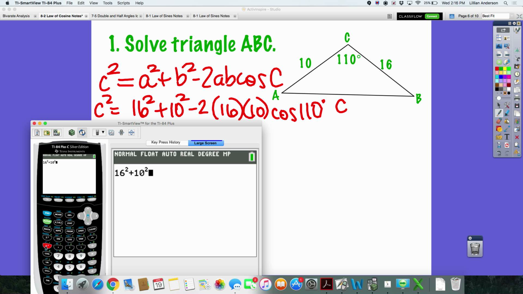Are we supposed to times it by C at the end where it says cosine 110? No, that cosine 110... trig functions are always attached to angles. So when you do cosine, it's cosine of that angle. A parenthesis always pops up whenever you type the trig function.